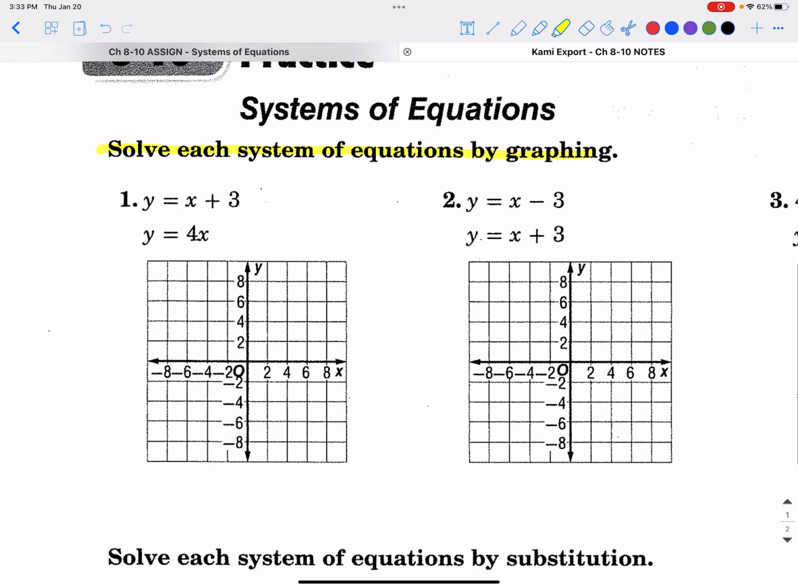Okay, if they do, your answer is an xy. If they don't cross, there's no solution, and if they are the same line because they run right on top of each other, then it's infinite. Okay, so the first is graphing.